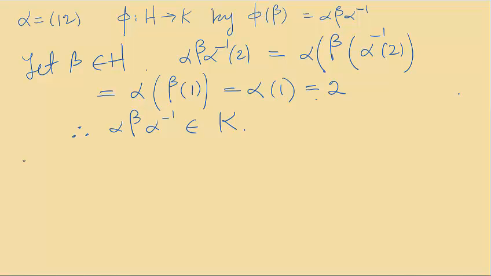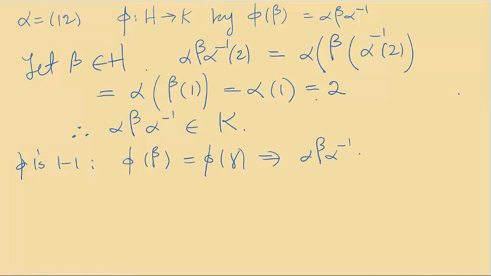To show phi is 1 to 1, we assume that phi of beta is equal to phi of gamma for some gamma and beta in H. Well, this implies that alpha beta alpha inverse is equal to alpha gamma alpha inverse. And multiplying on the left by alpha inverse and on the right by alpha, we get beta is equal to gamma. Therefore, phi is 1 to 1.